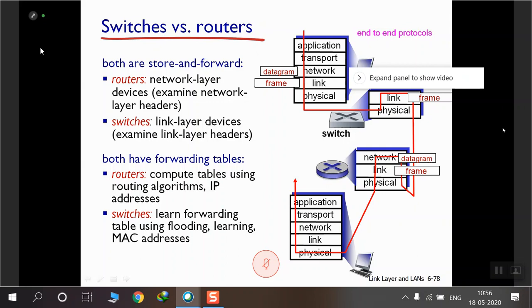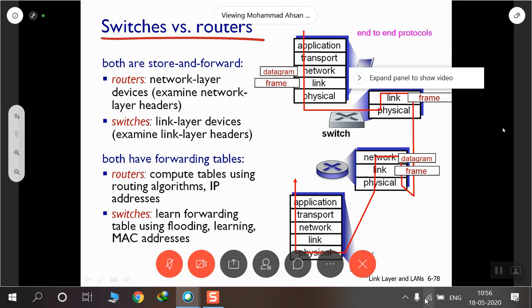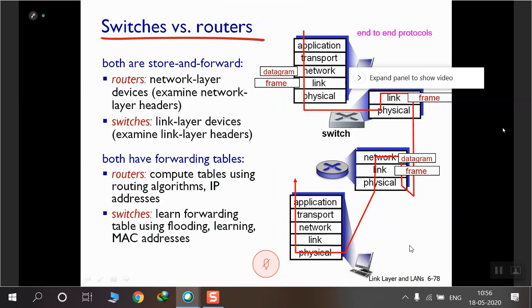Now, the thing is that if we compare a bridge and a router, routers are store and forward in the sense that the packet is received by the router, it will completely receive the whole packet and then it will forward. A bridge is also a store and forward device. A bridge would also wait for the whole packet, check where it is going, and then forward.